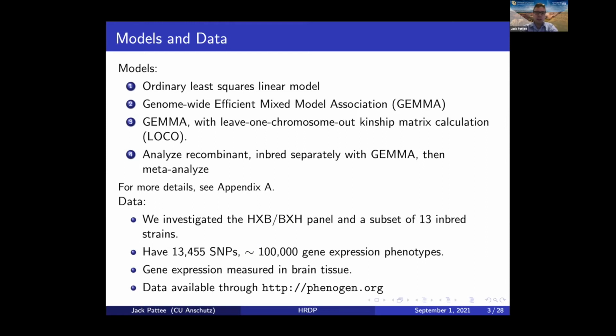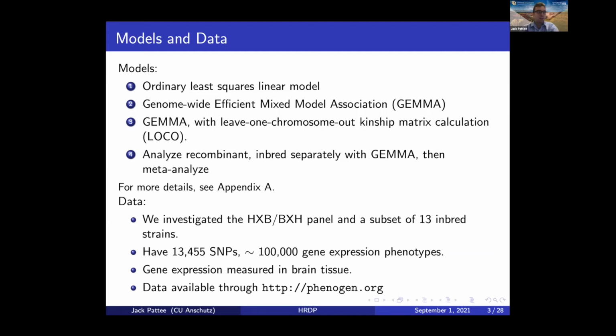There are some issues with that when you have relatedness among the strains in your panel, as we do in the HRDP. Particularly, this relatedness can induce correlation between the gene expression phenotype for different strains. This is a model violation for OLS. To address that, we use the genome-wide efficient mixed model association, or GEMMA. This is a linear mixed model applied through the GEMMA framework.